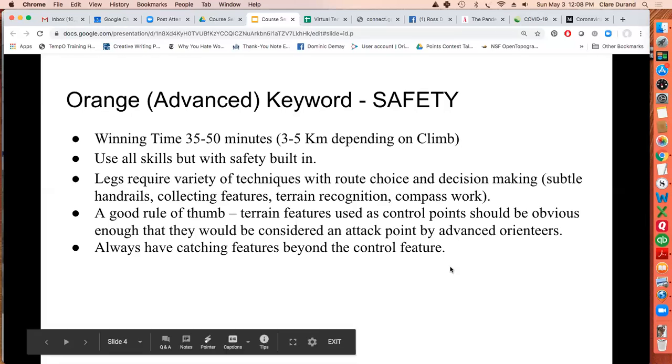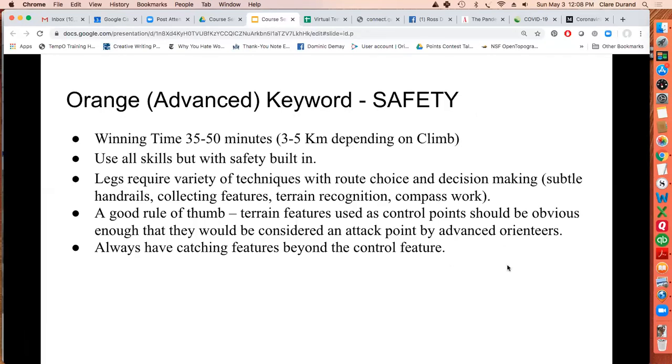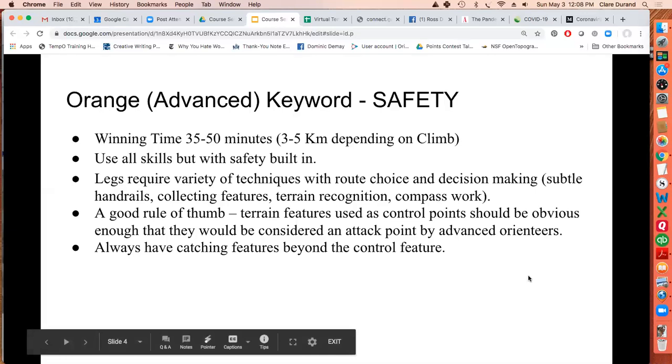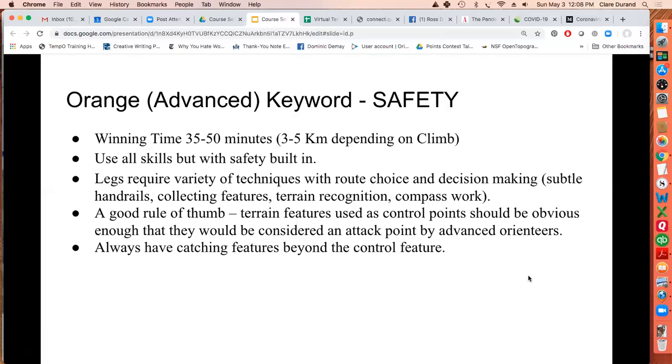And for each course I have a keyword. The keyword for my Orange course is safety. So the main thing to think about on Orange is you're trying to get people off trail. You're getting them into something that is an advanced navigation environment, but you want to do it in a way that keeps them safe, right?